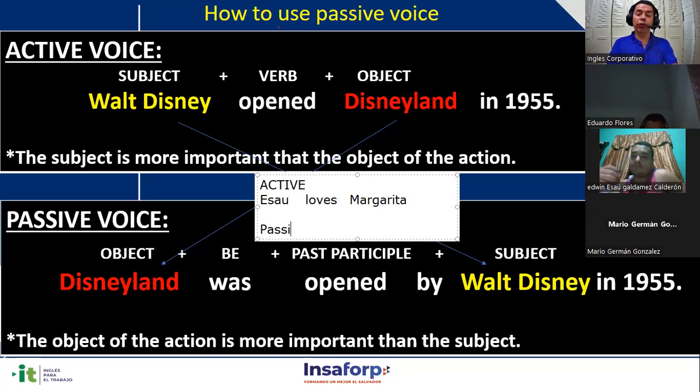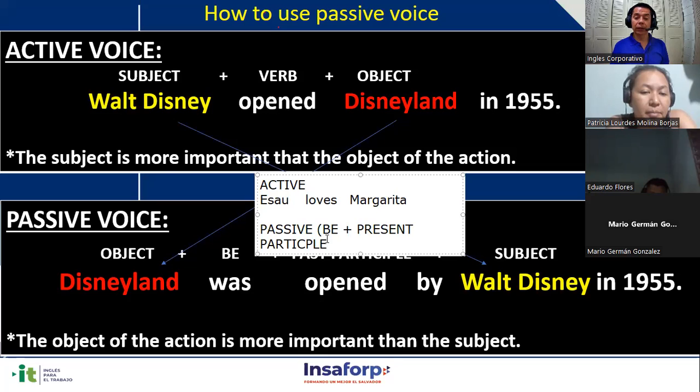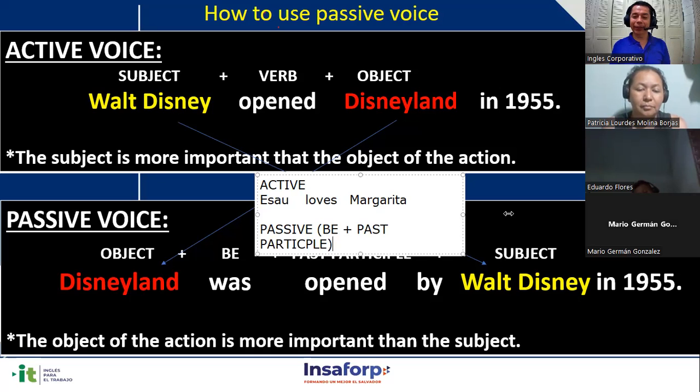Using the passive form, we use the formula. What is the formula? The formula is be plus present participle. Present participle, right? Teacher. Yes? Is en past, el verb. Past. No, wait a minute. So let me check. Past participle or present participle? Past participle, yes. Because the present participle is ing, right? Okay, thank you. Gracias por la corrección.